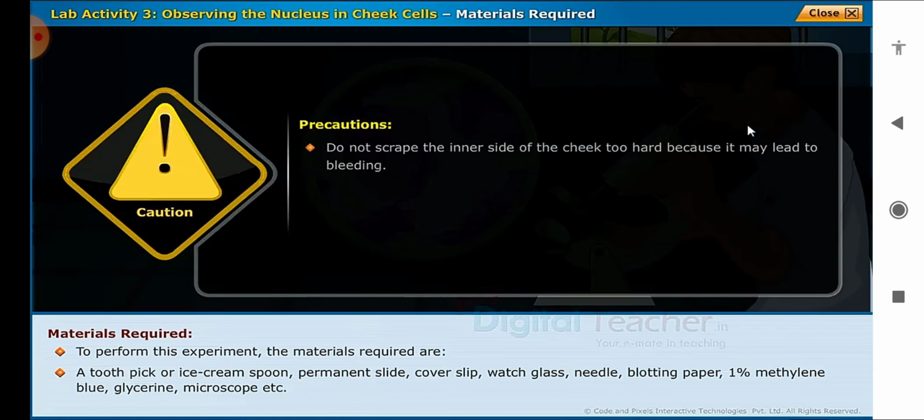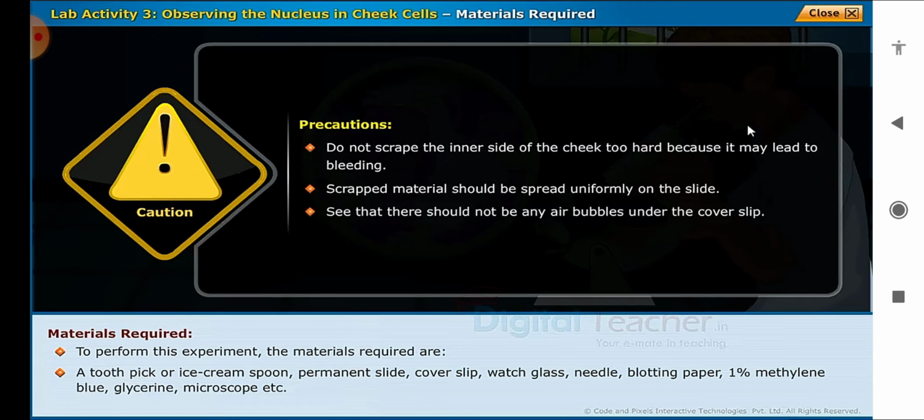Precautions. Do not scrape the inner side of the cheek too hard because it may lead to bleeding. Scraped material should be spread uniformly on the slide. See that there should not be any air bubbles under the cover slip. Excess stain should be drained off the permanent slide.